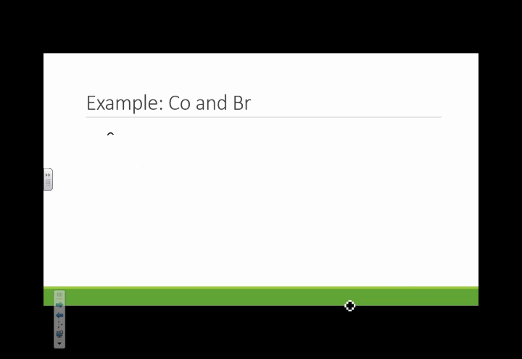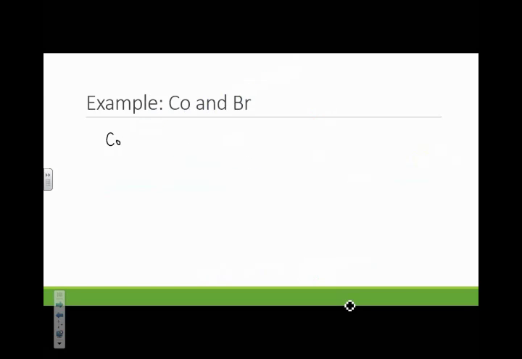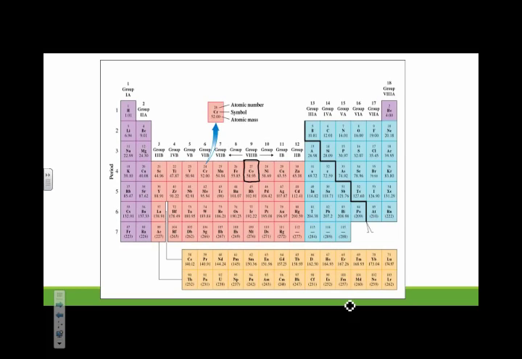So let's start with cobalt. If I want to do the complete electron configuration for cobalt, that means I need to figure out where all of the electrons in cobalt are located. So I'm going to go to my periodic table here and find cobalt. And here is cobalt right here. And I notice that cobalt is present in the D subshell.